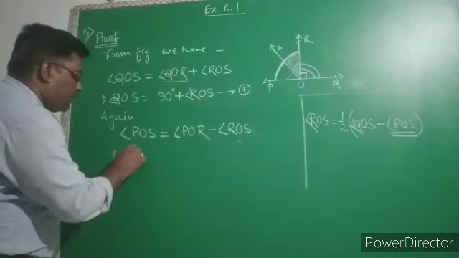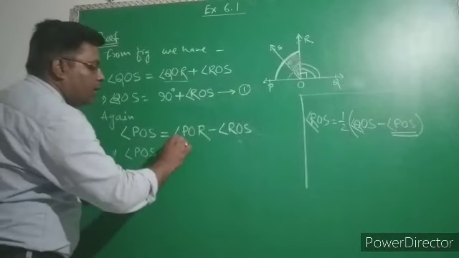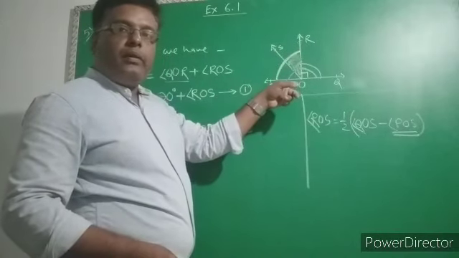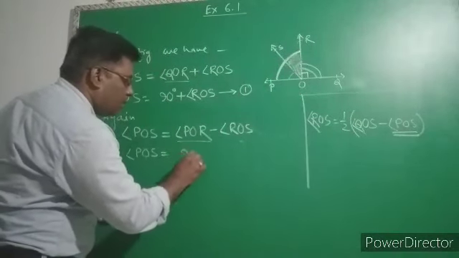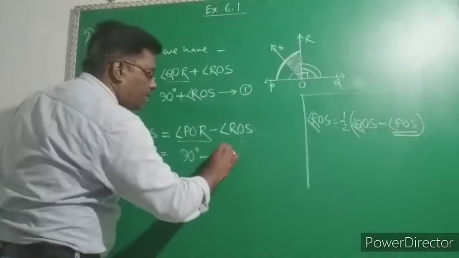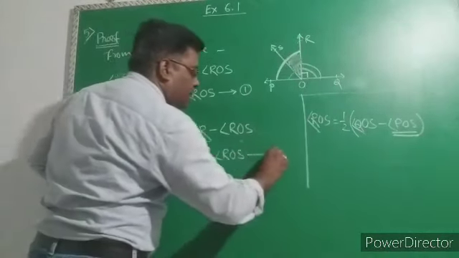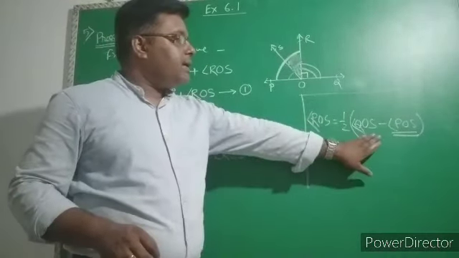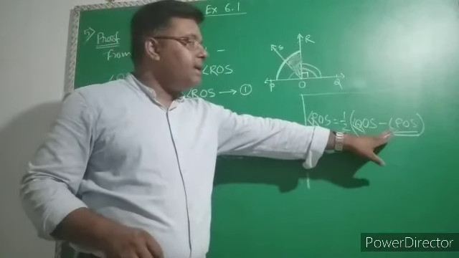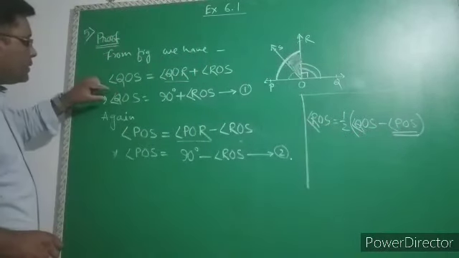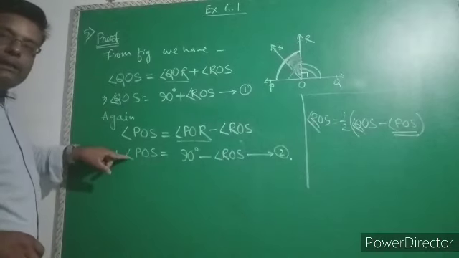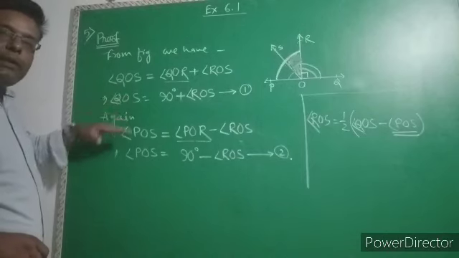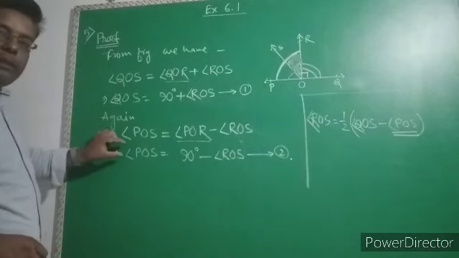And similarly, you can write angle POS is equal to POR, that is OR is perpendicular to PQ, so it is equal to 90 degrees minus angle ROS. Give this as number 2. Now in this part, QOS minus POS, that is QOS is here, POS is here, so we have to subtract equation number 2 from 1. If you subtract 2 from 1, we get QOS minus POS.